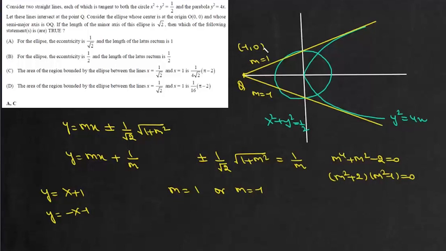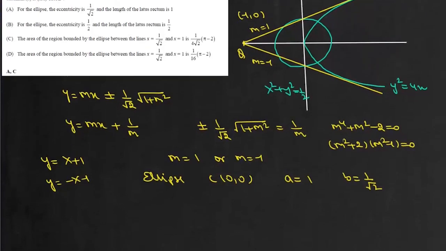Now it says, consider an ellipse whose center is at origin and whose semi-major axis is OQ. So we have an ellipse with center at origin and semi-major axis this A, and this A is 1. And the length of the minor axis is root 2. That means 2B is root 2, so B is 1 by root 2. Then which of the following statements is or are correct?